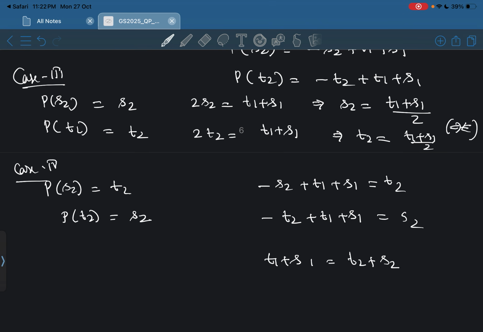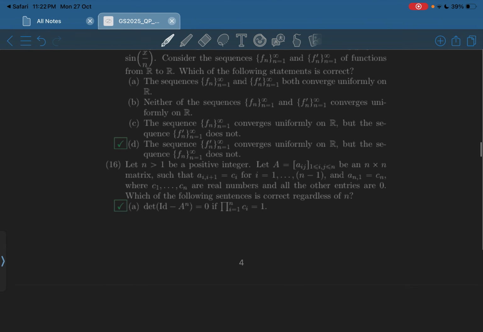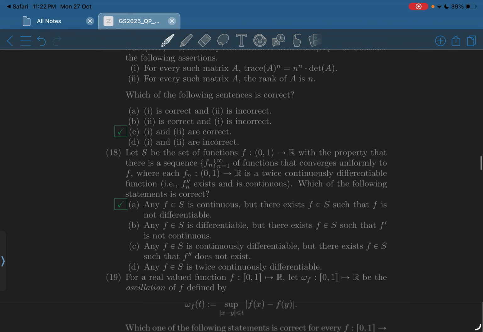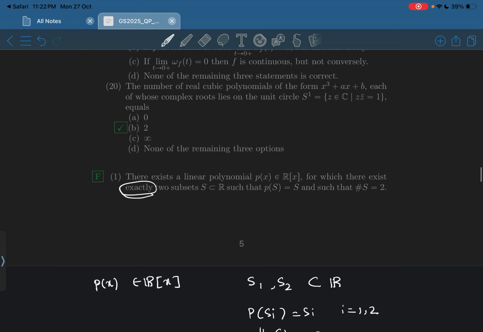This is not possible. Okay, so observe in this question, and this is important, that they say there are exactly two subsets. That is not possible. If there are subsets, then there can be infinitely many subsets. So exactly two is not possible, and that's why this is false.